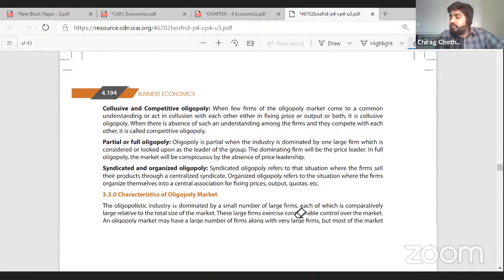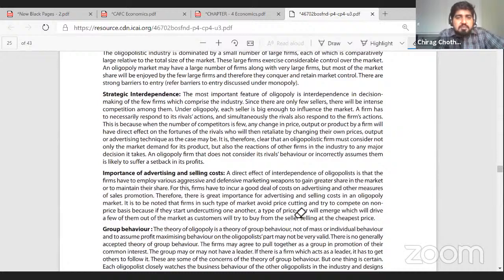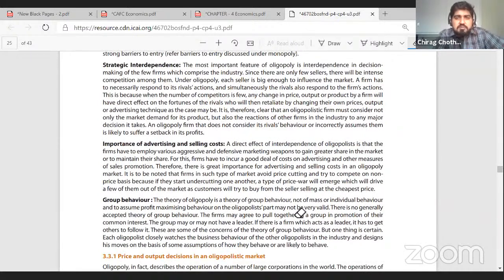Now, characteristics of oligopoly, students. First one, they are interdependent on each other. All the sellers in the market are interdependent on each other. There is importance of advertising as well as selling cost. It plays a very important role because all the producers have to go for advertisements to sell more and more.